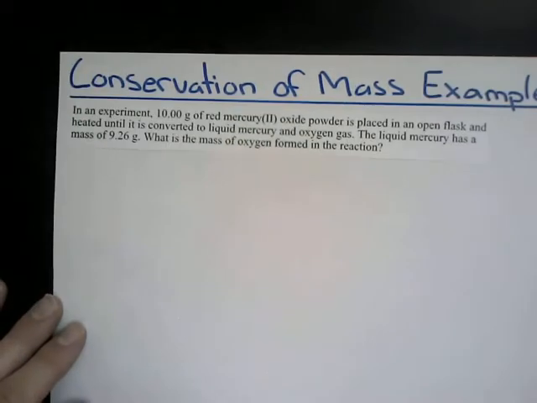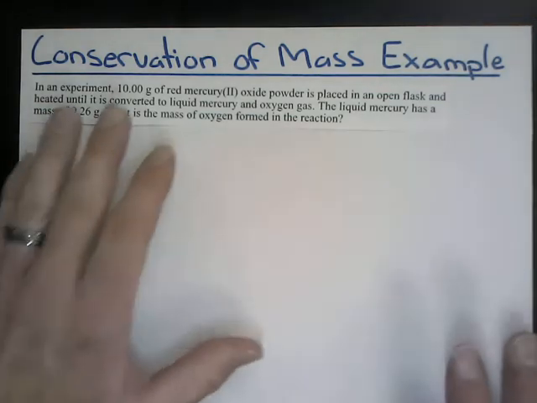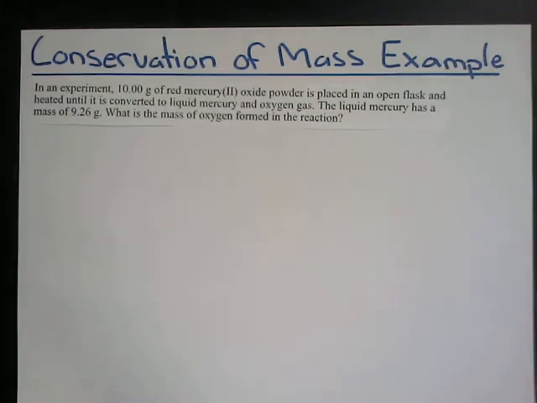Okay, so example number 1 says: in an experiment, 10 grams of red mercury 2 oxide powder is placed in an open flask and heated until it is converted to liquid mercury and oxygen gas. The liquid mercury has a mass of 9.26 grams. What is the mass of oxygen formed in the reaction? So we need to break down a lot of what this particular problem is saying.